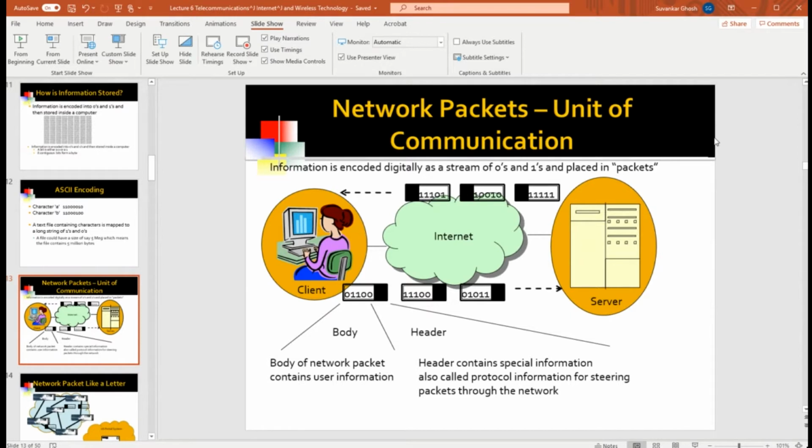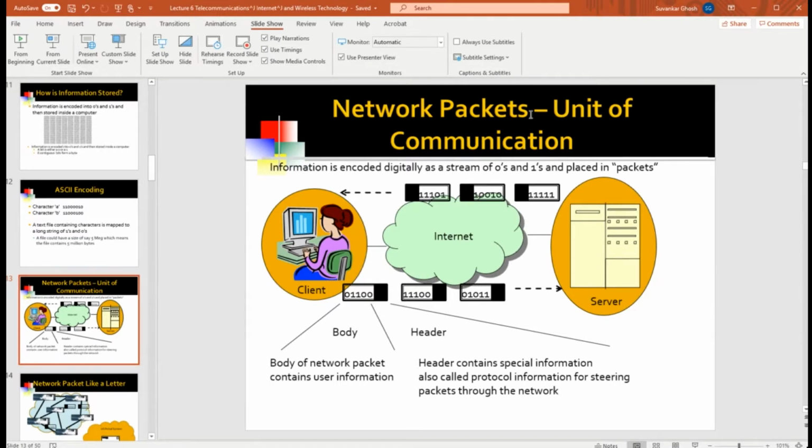So you've got a 5 million byte file. Well, you're going to break it up into chunks. Each of those chunks will be carried in a packet. So the chunk of the user file is the body of the packet, and then there is a header to the packet.